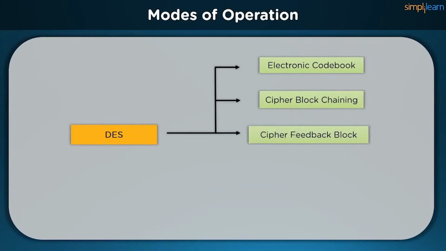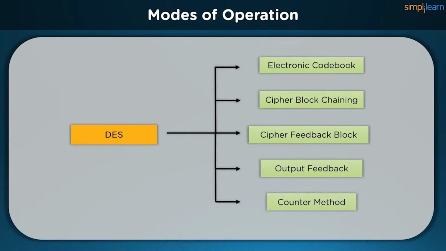We have a cipher feedback mechanism where the preceding ciphertext becomes the input for the encryption algorithm. It produces a pseudo-random output, which in turn is XORed with the plaintext. There is an output feedback method as well, which is the same as cipher feedback, except that the encryption algorithm input is the output from the preceding DES.